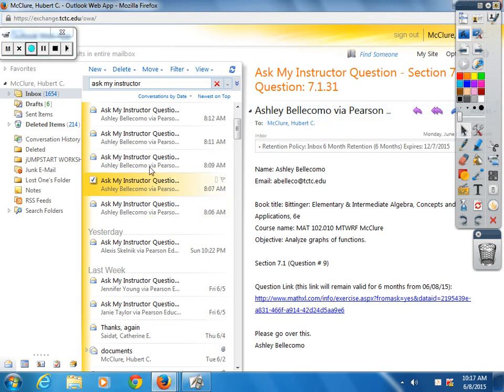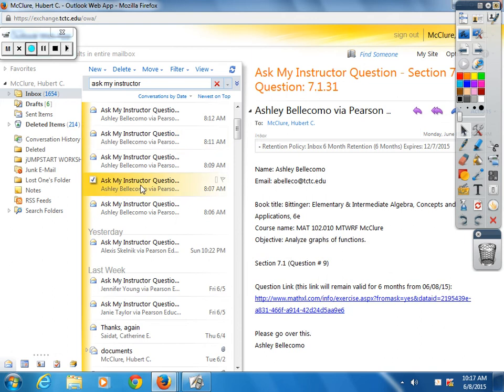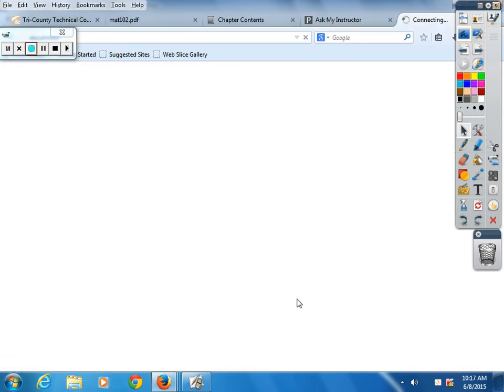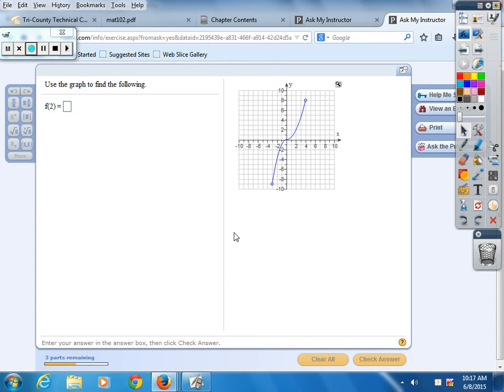7.1, 7.131, 7.1, so 7.131/9. Okay, this is a test question. It's probably going to have 4 or 5 parts, but this is a test question like the first one we did. What's different in this one and the first one? It gives you the X.